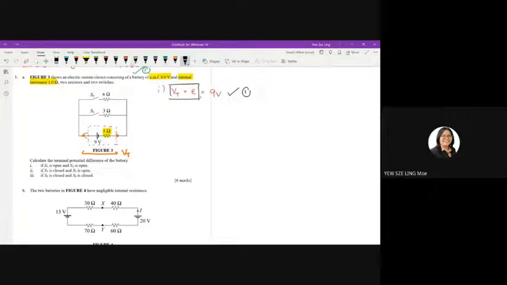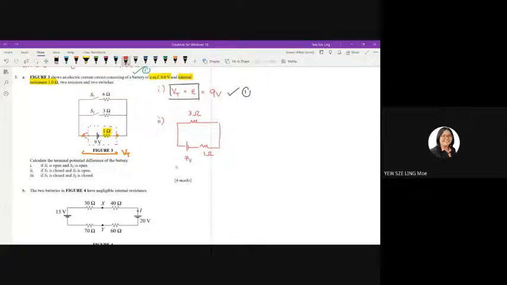All right. And then question 2, if S1 is closed and S2 is open. So when it comes to question number 2, the circuit that you have right now looks like this. S1 is closed and then S2 is open. It means that the 6 ohm resistor is not connected to the circuit. So you have 3 ohm right here, 1 ohm right here, and 9 volt right here.